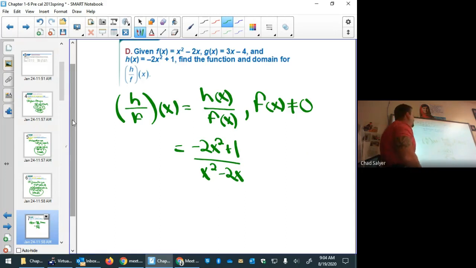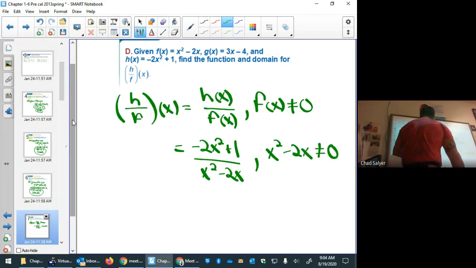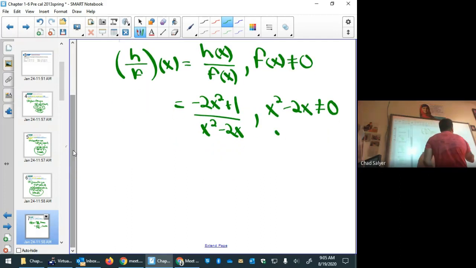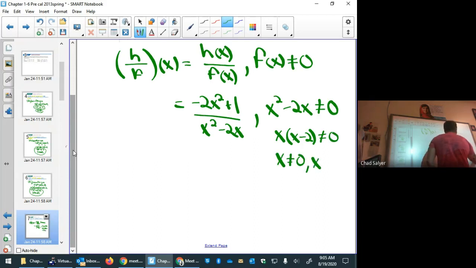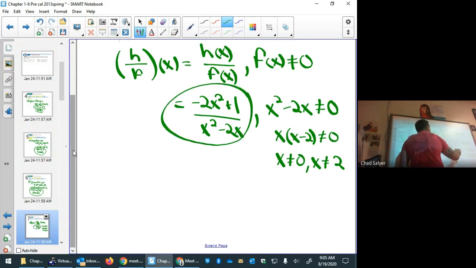And these don't share any factors. There's nothing to cancel out. There's no real simplification to be done. But I do need to figure out x squared minus 2x can never be equal to 0. So if I find the zeros for that function, it's going to be x times x minus 2. So x could never equal 0, and then x could never equal positive 2. So here's our function. Here's our domain constraints.